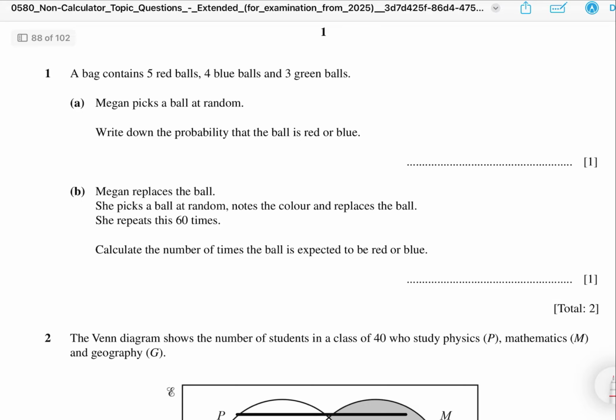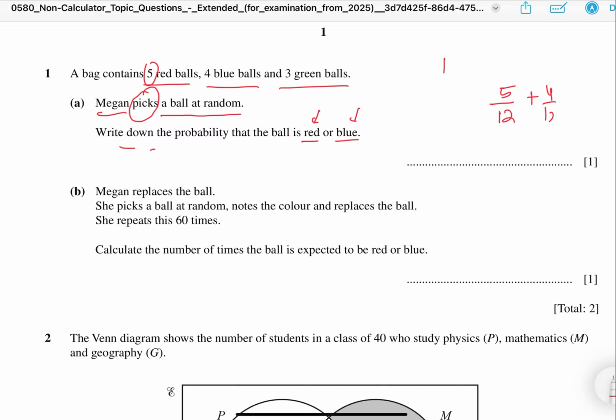A bag contains 5 red balls, 4 blue balls, 3 green balls. Megan picks a ball at random. Write down the probability that the ball is red or blue. All right. So she picks a ball. A ball means only one ball. Now we are finding the probability of red or blue. So it can be red. So red would be 5 upon total, that is 5 upon total is 8 plus 4, 12. Or blue. So blue would be 4 upon 12. So it will give us 9 upon 12. That is 3 upon 4 is the answer.